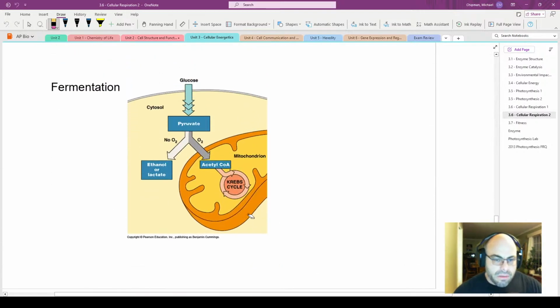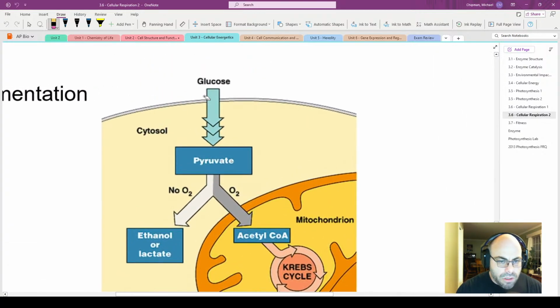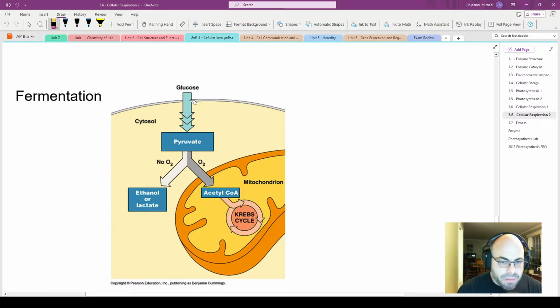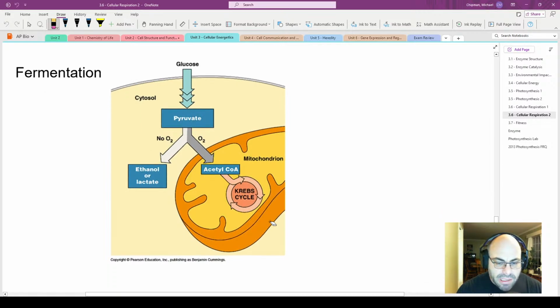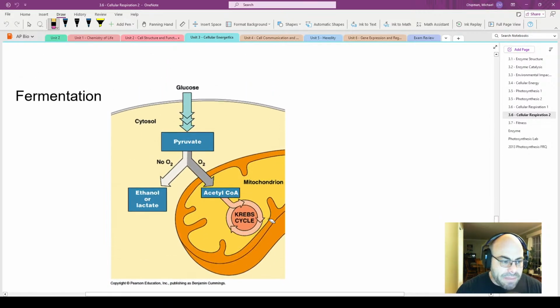All right, so let's talk about this fermentation. We'll start with fermentation, then we'll go through the steps of cellular respiration. So first of all, cellular respiration, the purpose of it is to break down glucose to make ATP. That's the purpose of it. Has to be in the presence of oxygen.